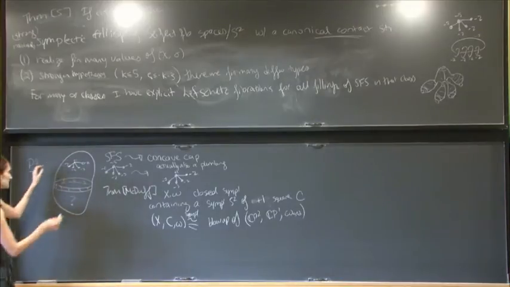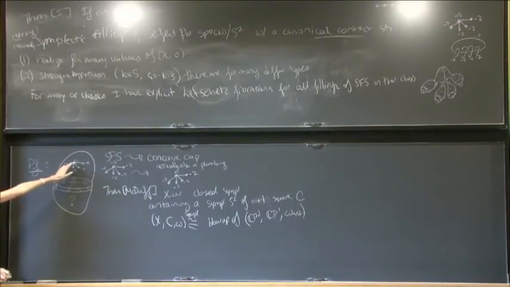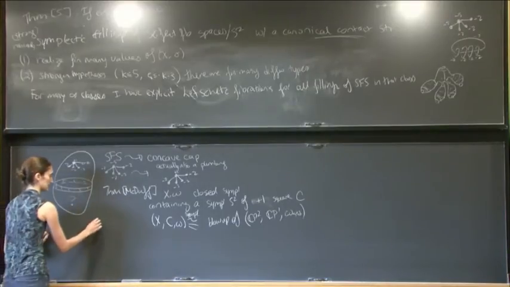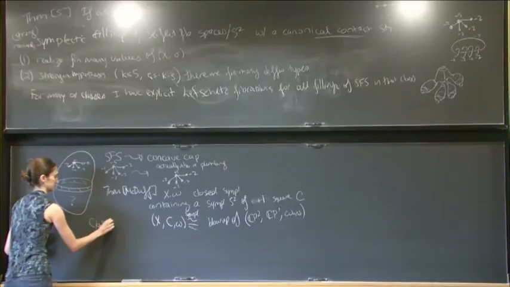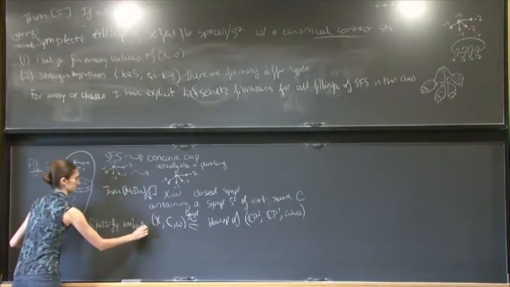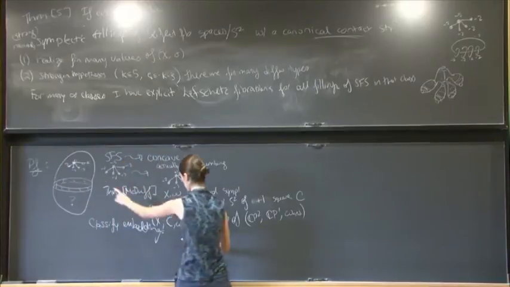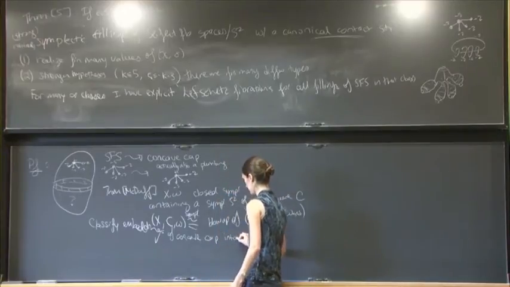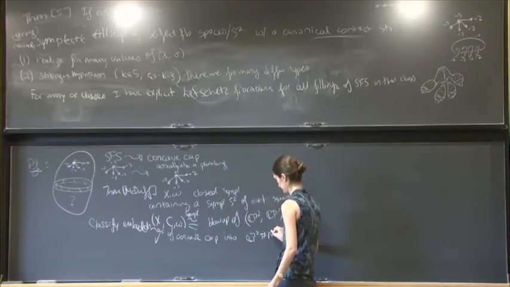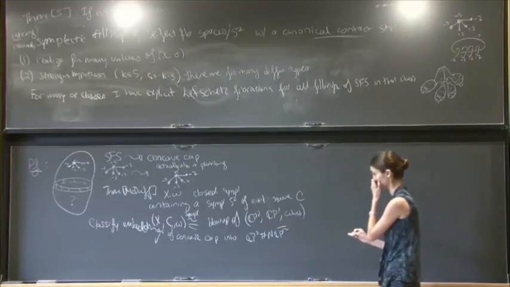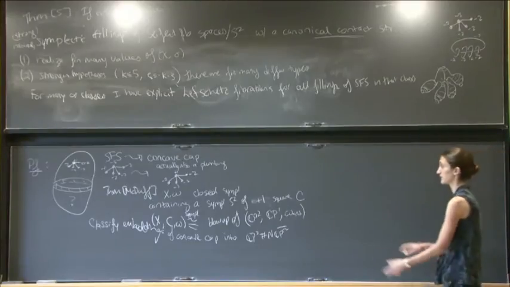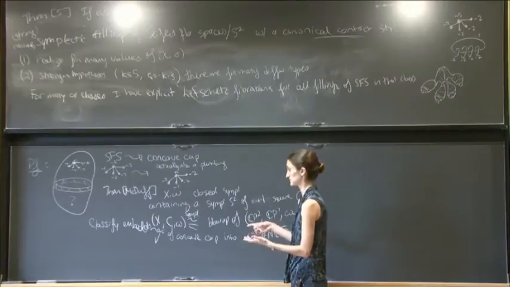So you know that you're trying to send this +1 sphere to the CP1, and then the question is, how can you embed these other spheres? And so we sort of reduce the problem to classifying embeddings of this concave cap, which is a plumbing, into blow-ups of CP2. So this is the new problem that we're trying to solve, is classifying these embeddings. And we know at least a number of things that these embeddings should satisfy.